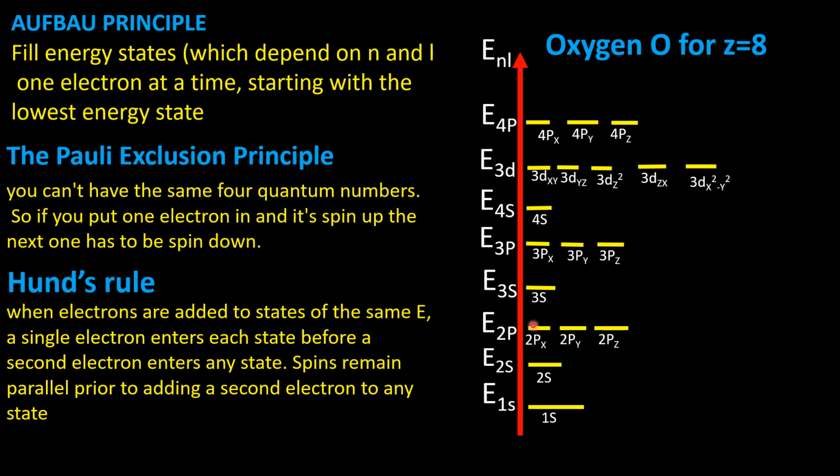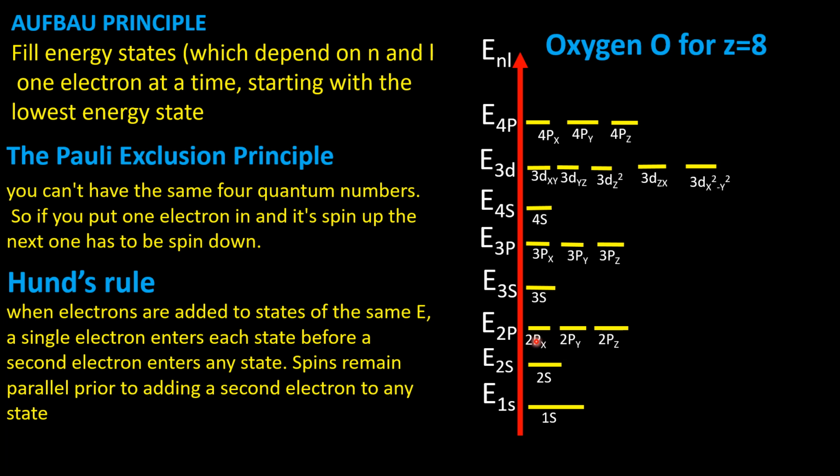So first we need to fill the 2px, and then the electron will go to the 2py, and then will go to the 2pz state. So it tells us that a single electron enters each state before a second electron enters any state. So spin remains parallel prior to adding the second electron to any state.